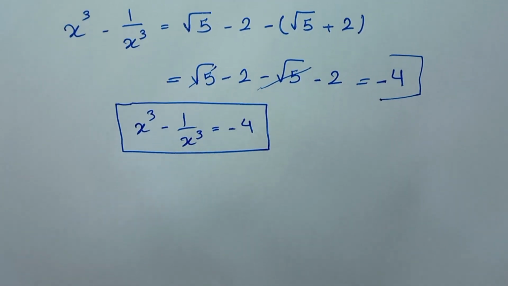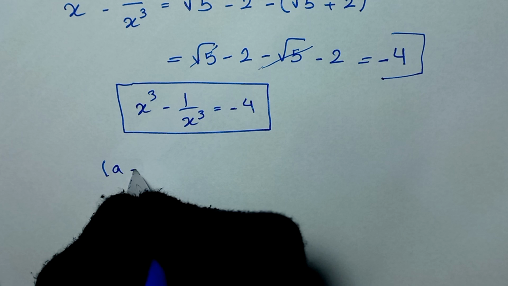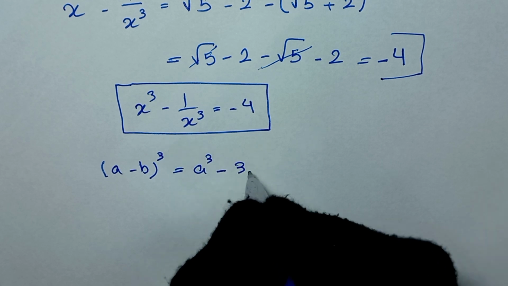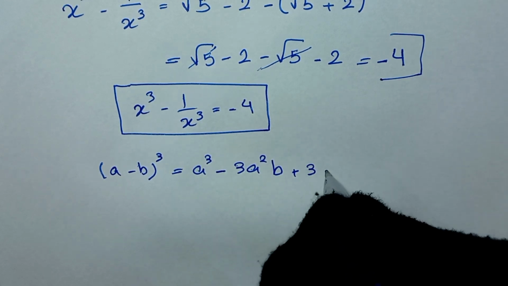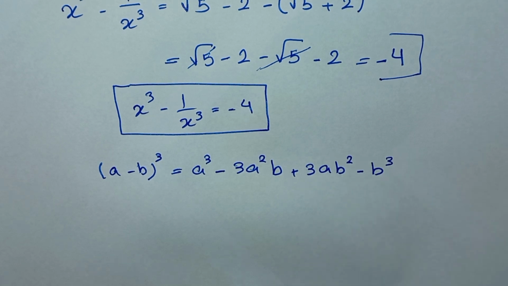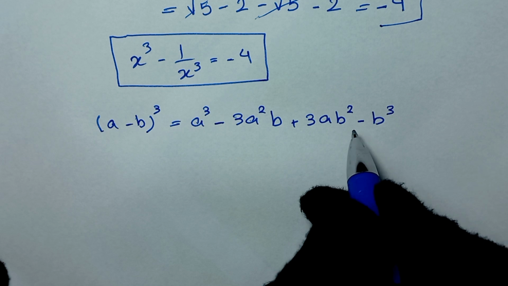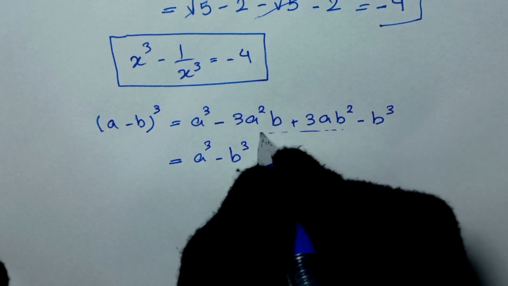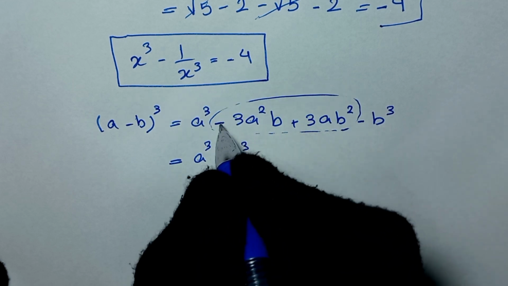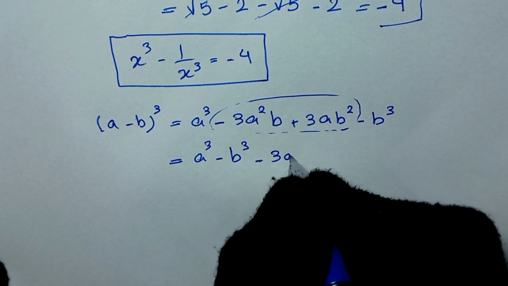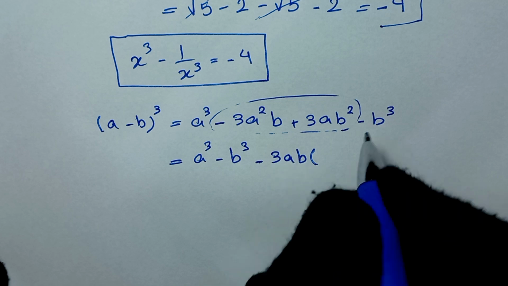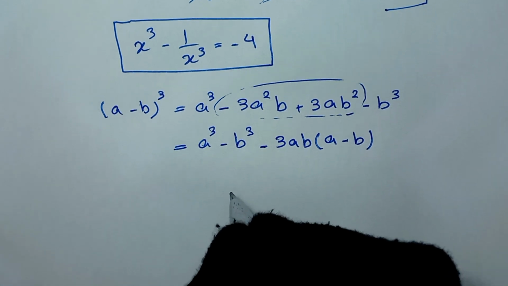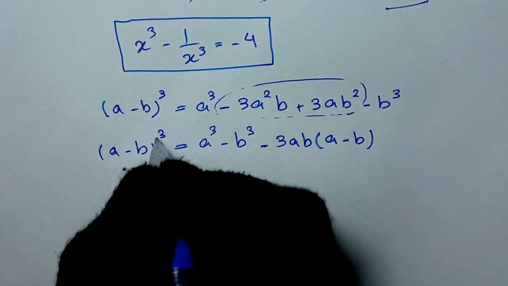And as you know, if we have a minus b to the power of 3, this is equal to a cubed minus 3a squared b plus 3ab squared minus b cubed, right? And here we can write this equation as a cube and negative b cube, and from these two parts we factor negative 3ab. So if we factor negative 3ab, this divided by this will be a, and this divided by negative 3ab will be negative b, right? So a minus b to the power of 3 is equal to this.